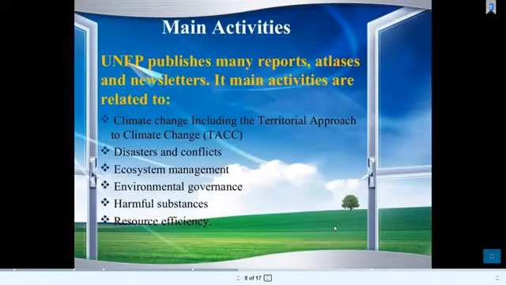So the main activities: UNEP publishes many reports. Here are some of the activities of the UNEP: climate change, including the territorial approach to climate change, disasters and conflicts and ecosystem management, environmental governance, harmful substances, and resource efficiency. During disasters, how to manage the disasters. So the UNEP is mainly concerned with these main areas.